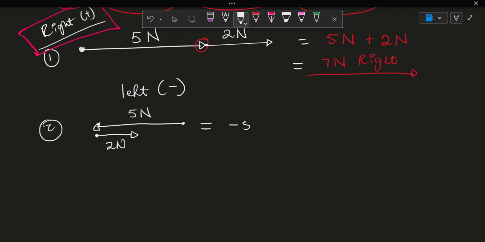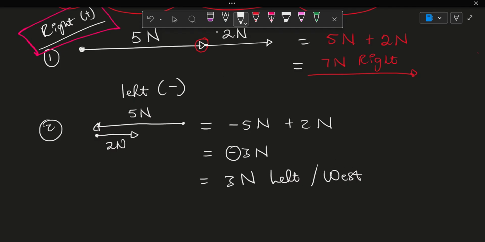So it would be negative 5 newtons plus 2 newtons, and that gives me negative 3 newtons. And you notice that negative 3 newtons is negative. Look at the sign, negative, it tells me that it's 3 newtons to the left or west. So it's 3 newtons to the left or west.